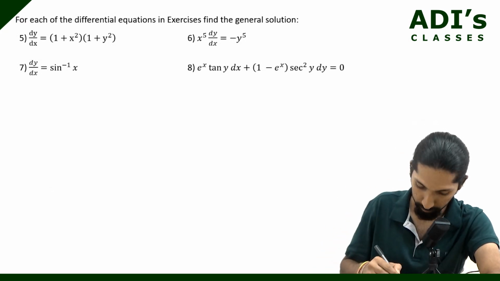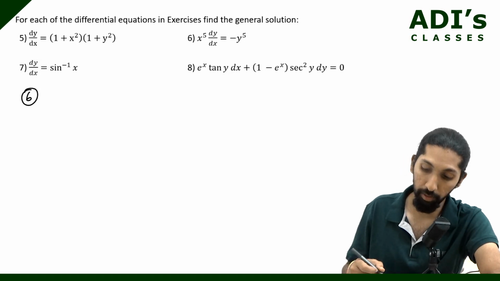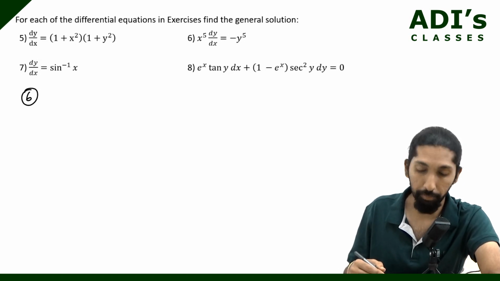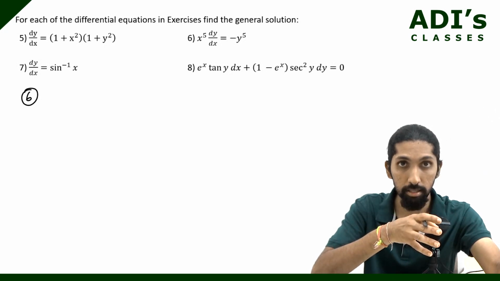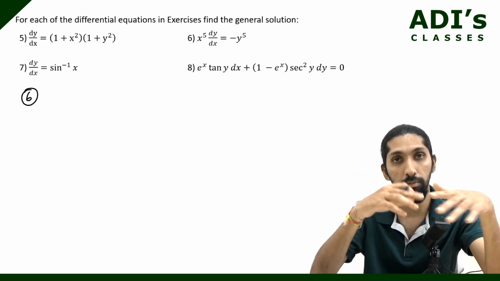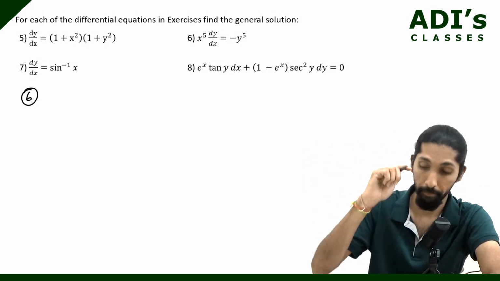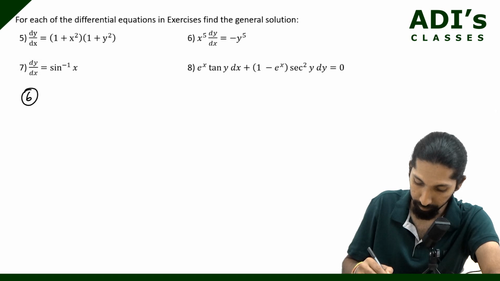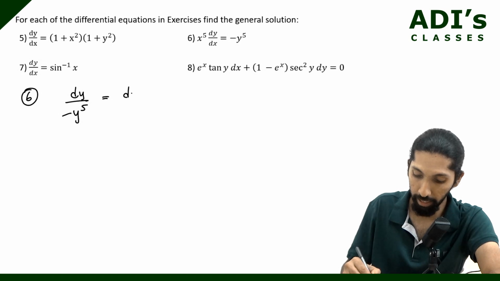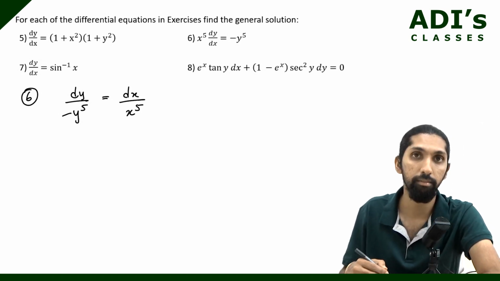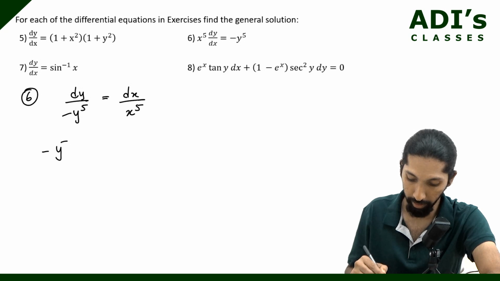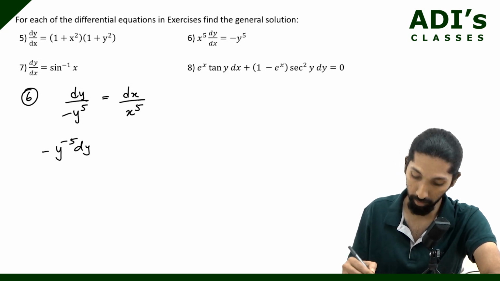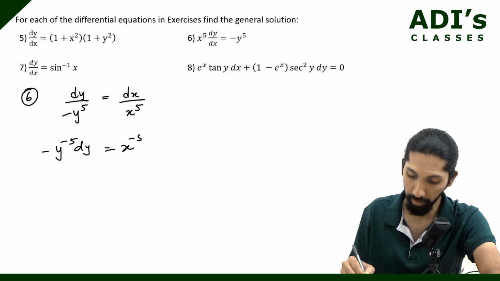Now, let's move on to the next question. See question 6. X power 5 dy by dx is equal to this. Separate the variables. Basically what I'm trying to say is, get that y power 5 to LHS, basically dividing. Take the x power 5 and the dx on the other side. Okay? See, you're going to get dy by y power 5 is equal to dx divided by x to the power of 5, right? So you have y to the power of minus 5 dy is equal to x to the power minus 5 dx.